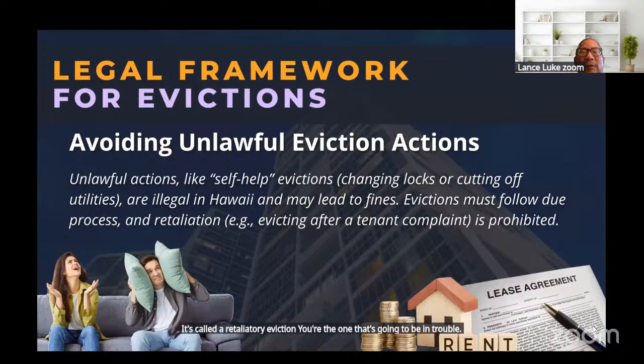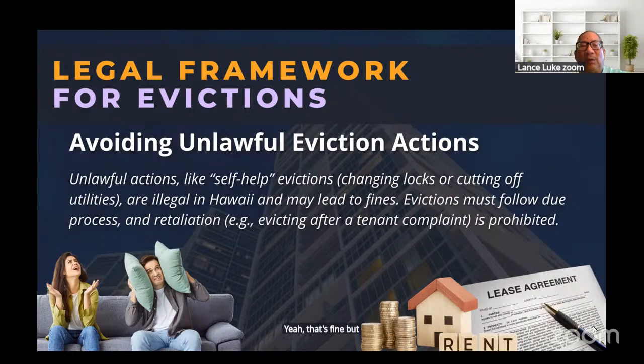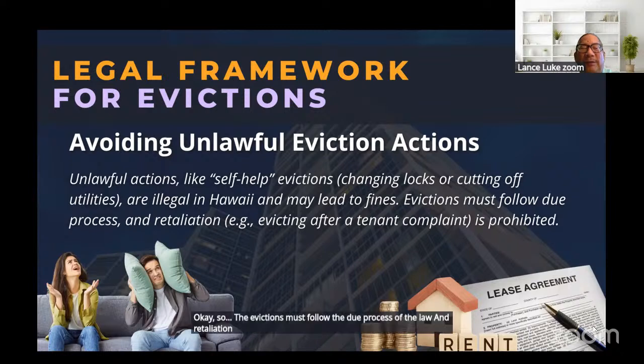And you can say that the tenant owes you $20,000 in back rent, and the judge is just going to say, yeah, that's fine, but what you did was illegal. Okay, so evictions must follow the due process of the law, and retaliation is not a good thing. What's worse is the tenant keeps calling.